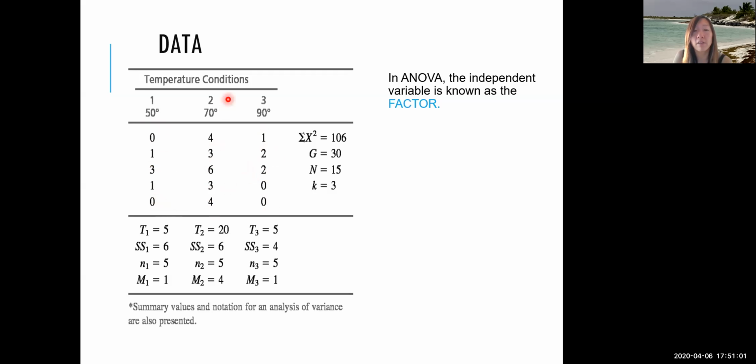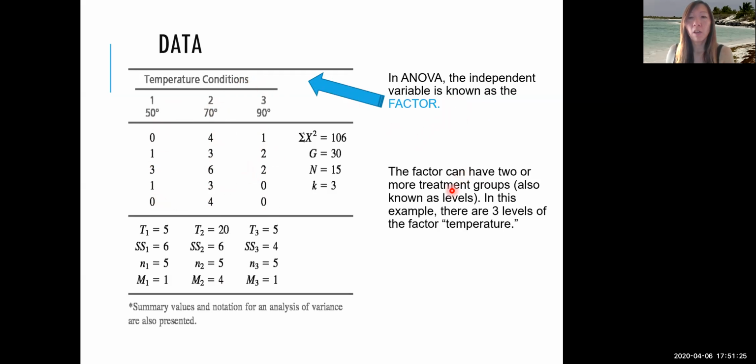And see how that relates to the treatment differences or treatment non-differences. Okay, so a few things to know. In ANOVA, the independent variable is known as the factor, which in this case is the temperature conditions.